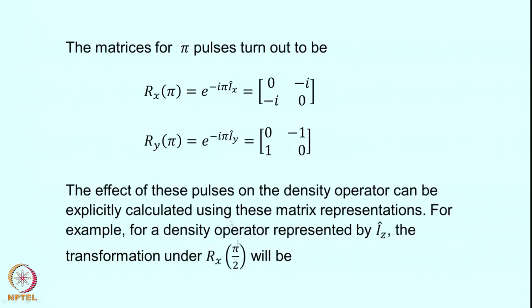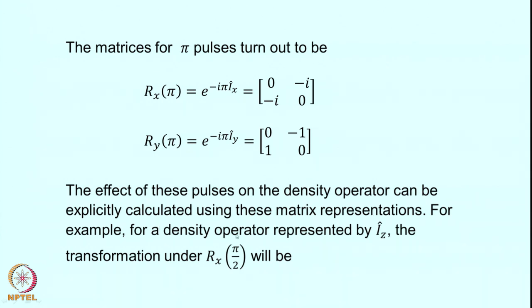So, similarly you can calculate matrices for the pi pulses. If I choose beta equal to pi, then Rx pi is e to the minus i pi Ix, and this gives me 0 minus i, minus i 0, and Ry pi gives me e to the minus i pi Iy, this gives me 0 minus 1, 1 0. The effect of these pulses on the density operator can be explicitly calculated using these matrix representations.